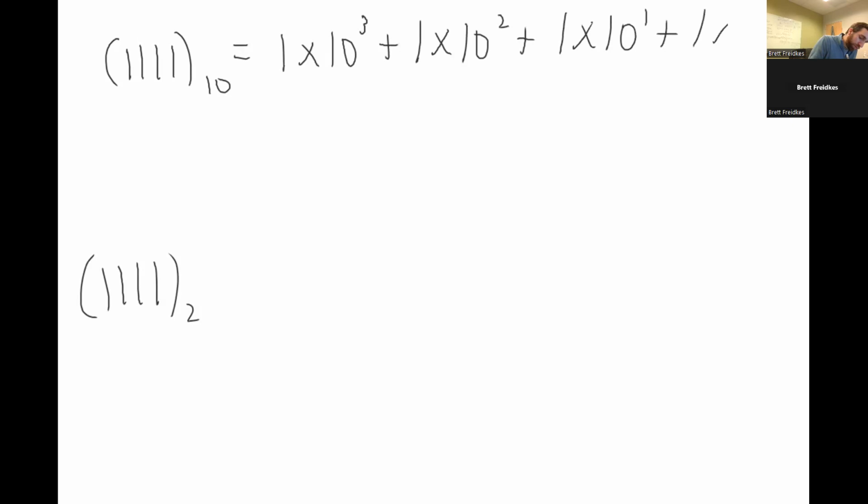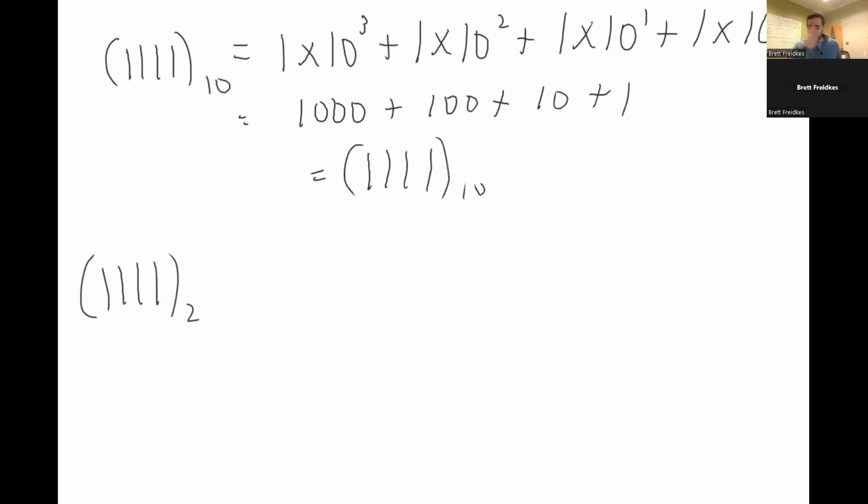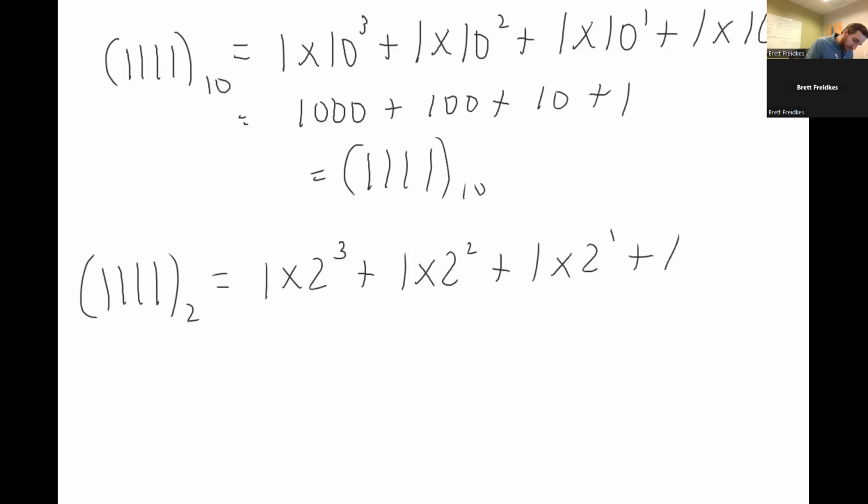This means that we have one group of 1,000, one group of 100, one group of 10, and one group of 1. And that is 1,000 plus 100 plus 10 plus 1. That is our 1,111 number in base 10. Doing this operation to a base 10 number is kind of useless because it just gives us the same number back. But if I do this in base 2, what this is saying is I have one group of 8, one group of 4, one group of 2, and one group of 1.